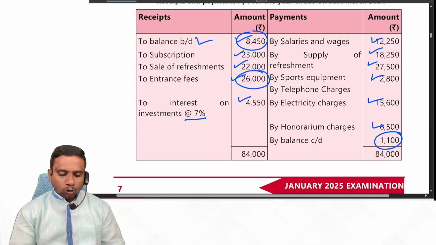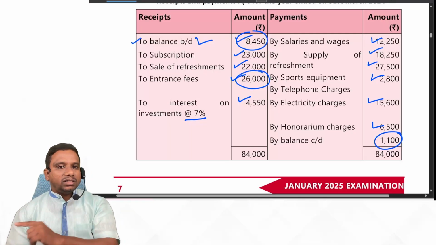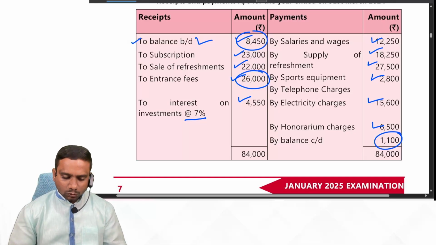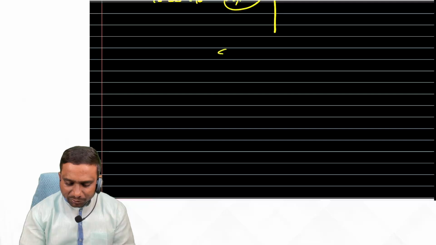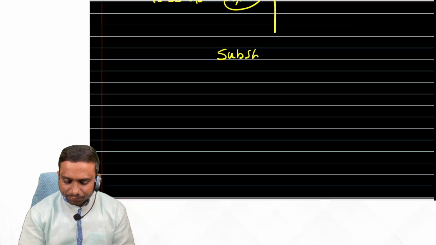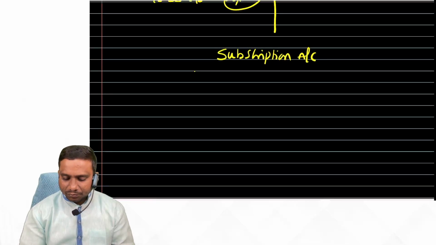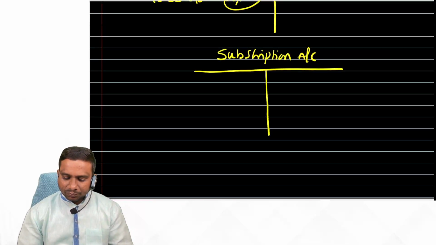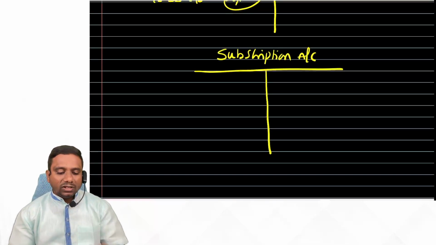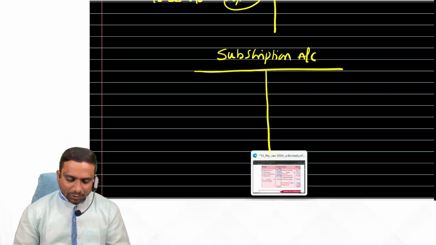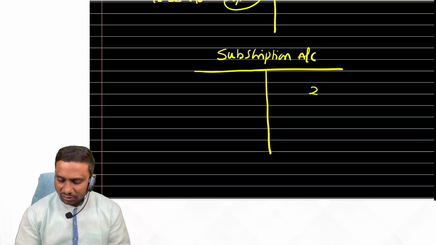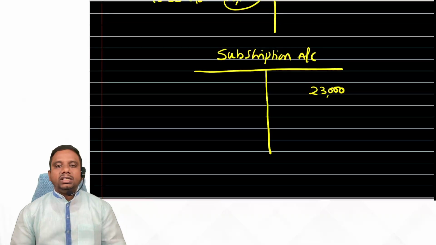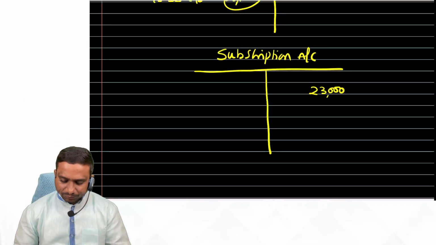Okay. First one, opening balance. Take it to the opening balance sheet asset side. Subscription. So here I will prepare subscription account. Subscription account. Here subscription we have received. How much amount received? 23,000. It is a receipt, so credit side.